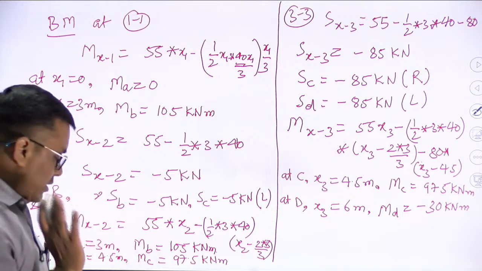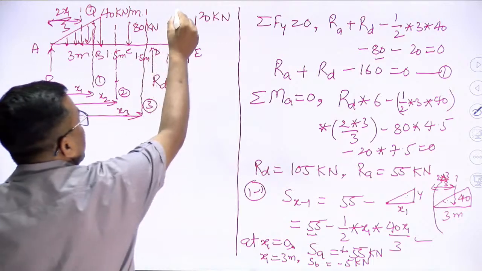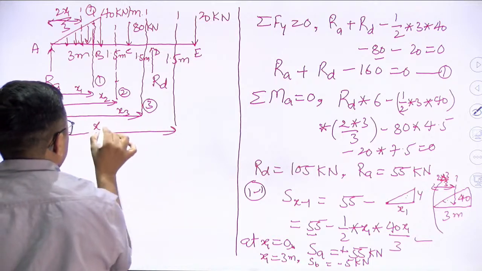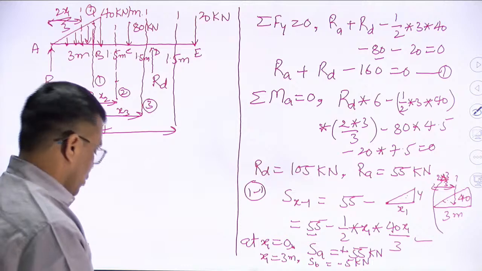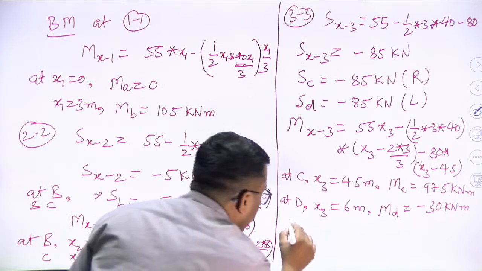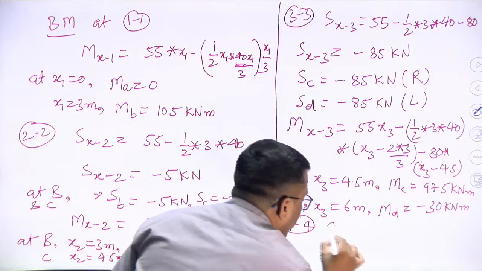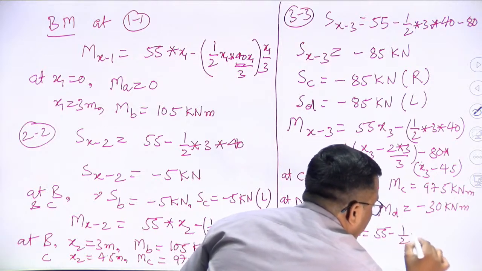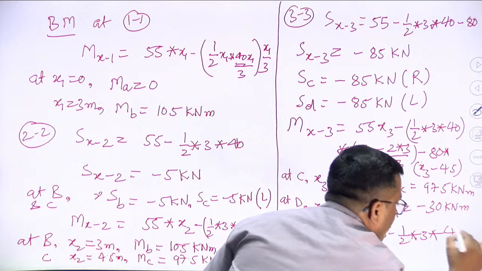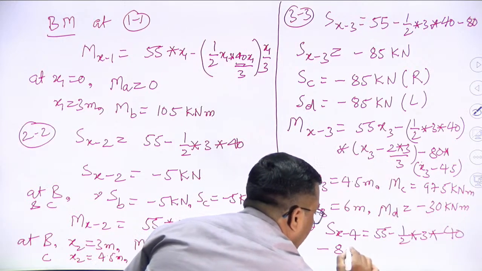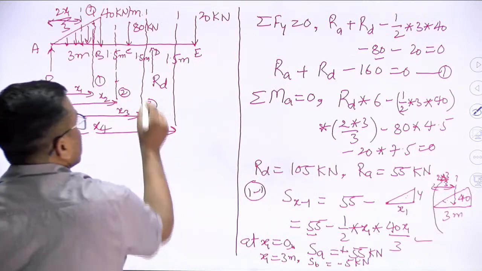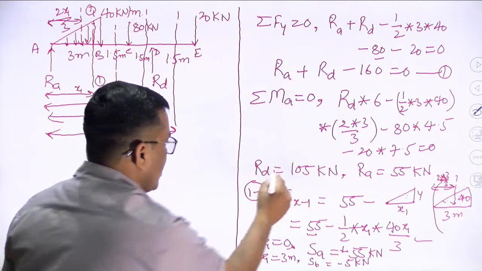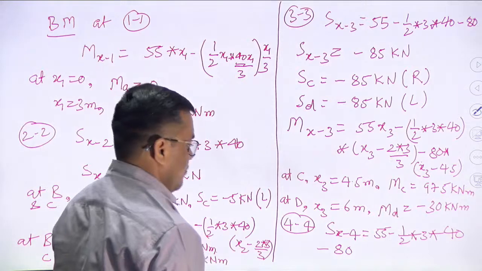Okay, so up to section 3, is it okay? Now I am taking section 4. Okay, let's go a bit quickly so that I will be able to finish the question within time. Okay, x4, the equation we can write very easily. Easily we can write shear force at section 4. Now we are perfect. 55 minus half into 3 into 40 minus 80, and what else? The RD. This is also on the left side, and RD is how much? I hope it was 105. Yes, it is 105. Okay, sorry.